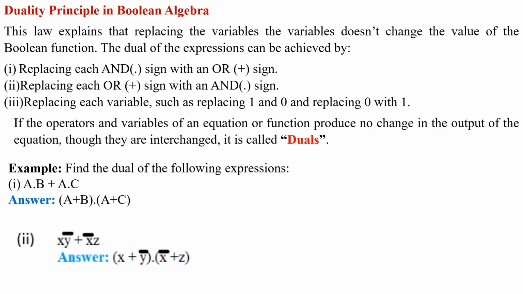Let's see an example. Find the dual of the following expressions, a dot b plus a c. The answer is a plus b dot a plus c. Second example. x dot y complement plus x complement dot z. The answer is x plus y complement dot x complement plus z.